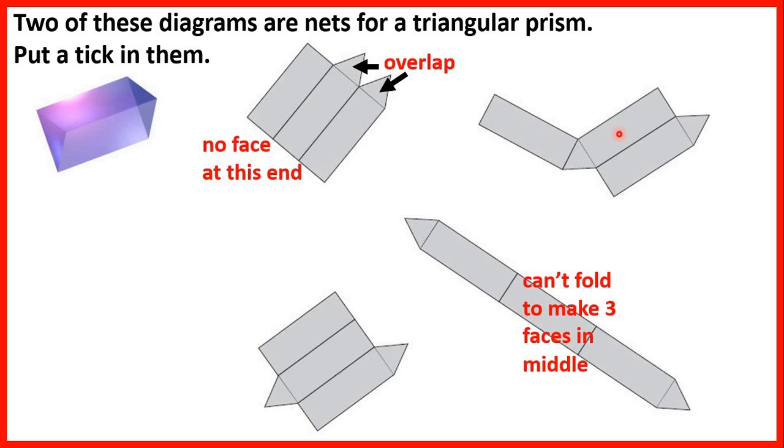Now if we look at this diagram, this edge here can fold to cover this edge, and when that happens, this edge of this rectangle can fold all the way around so that we have a triangle at this end, a triangle at this end, and then 3 rectangles in the middle. So this is one of our nets. And this is the other net because we can fold this edge round, and then again we have a triangle at each end and rectangular faces in the middle.